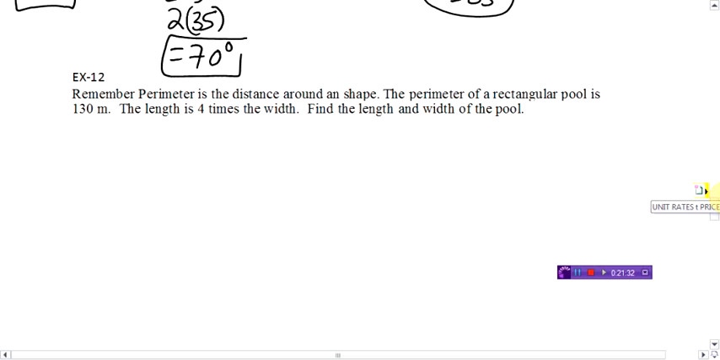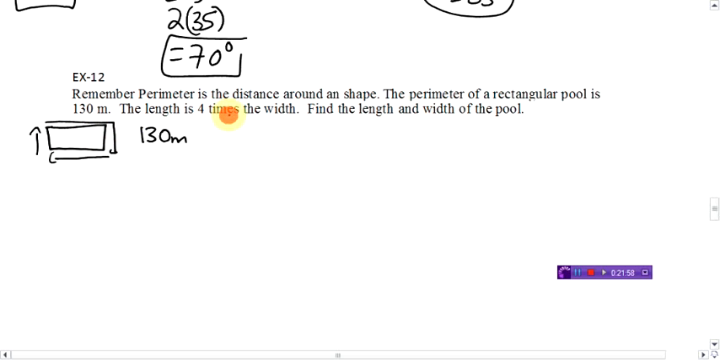Okay. Perimeter is the distance around a shape. So if I have a rectangle, perimeter means the distance around. You add up the distance all around the shape. That's the perimeter. We're told that the perimeter of a rectangular pool is 130 meters. So the whole distance around is 130.